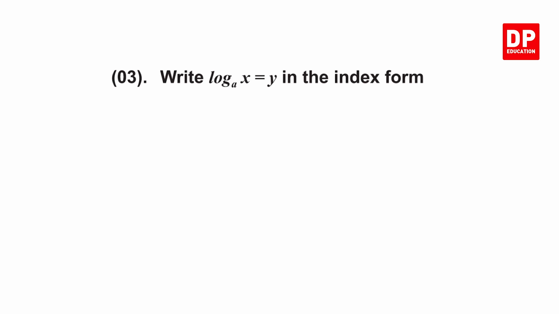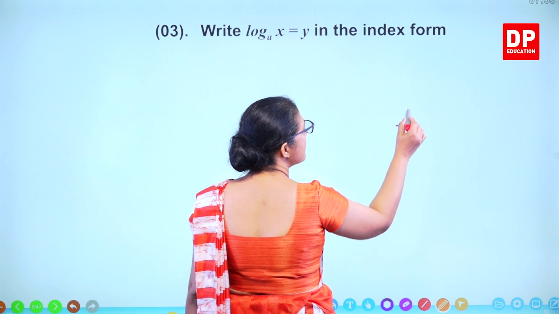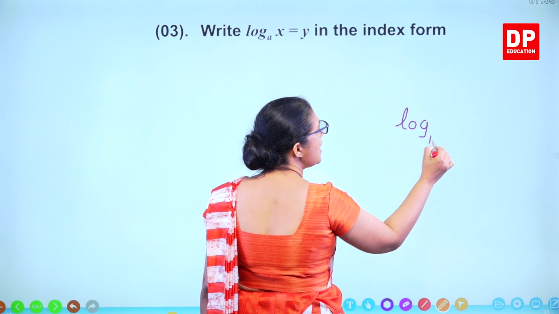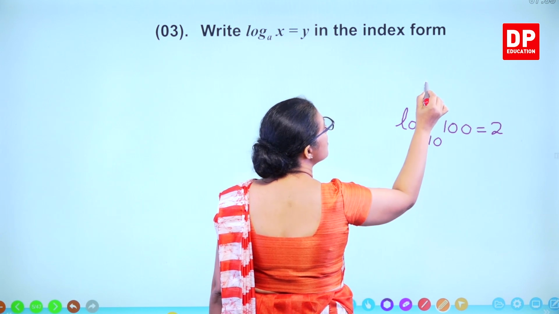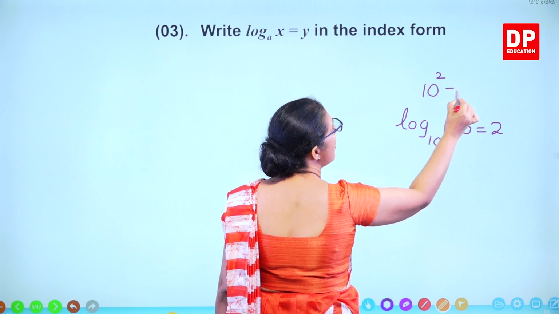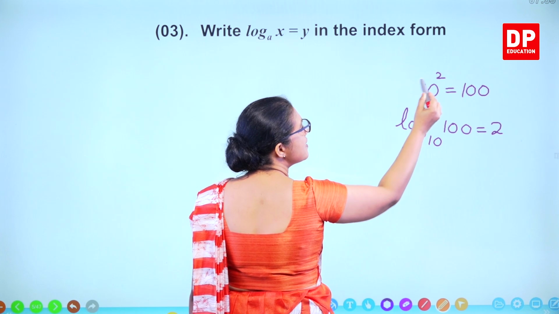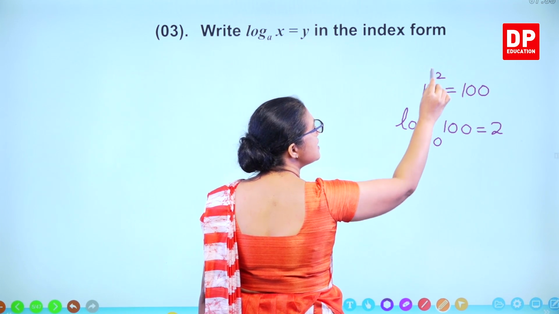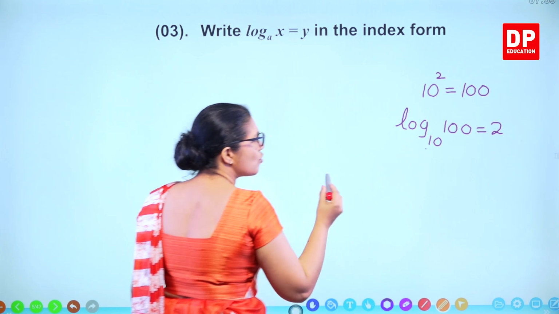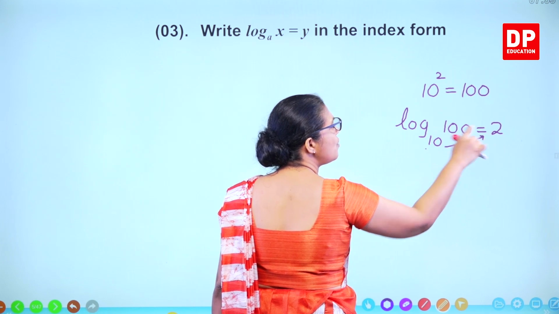Question number 3. Write log a base x is equal to y in the index form. So can you remember, if it's log 10 base 100 is 2. How? We know 10 squared is 100. If you can remember, 10 squared is 100. So this is the base. Base goes here, this number goes there, and the index or power here. So when you are reading the index notation, we take 10 to the power 2 is 100.